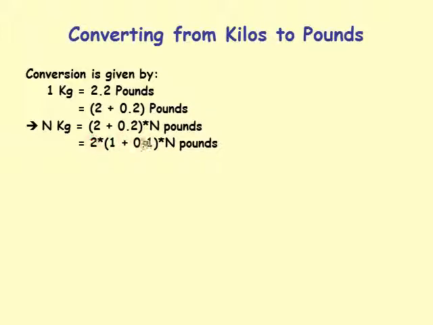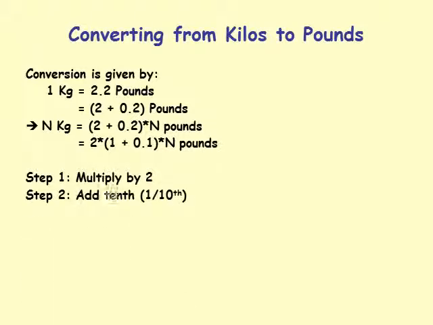Instead of doing 1 kilogram is equal to 2.2 pounds, we would try to implement 2 times 1.1. So the first step is to multiply by 2. The second step is to add a tenth of that. Whatever we get from the first step, we add a tenth of that, and that gives me the desired pounds.